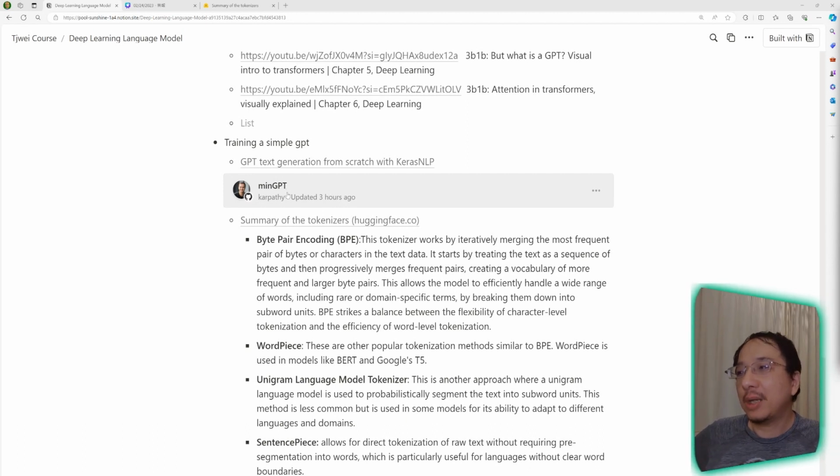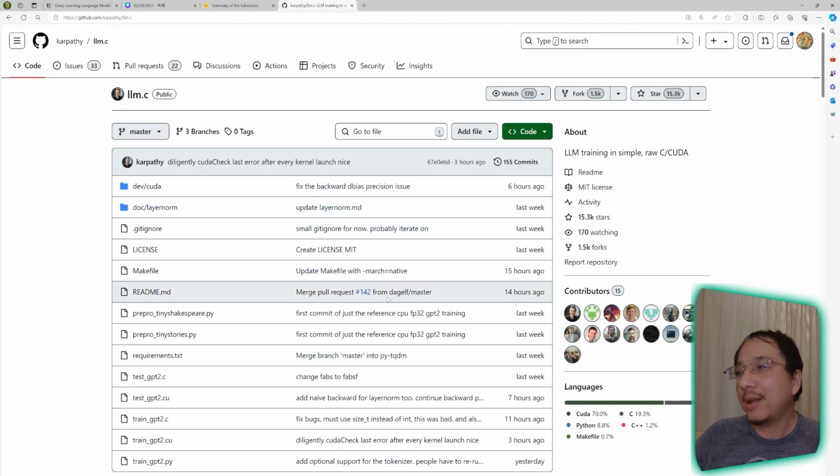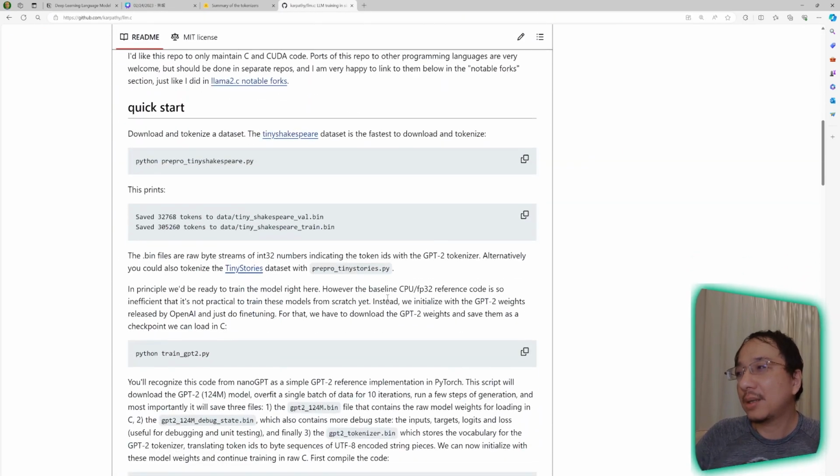The author of GPT is Karpathy. He has a lot of different repositories regarding the implementation of GPT, including the currently very trending and famous one, which is llm.c. So you can search for llm.c. It is using only C and CUDA to implement the whole GPT architecture.